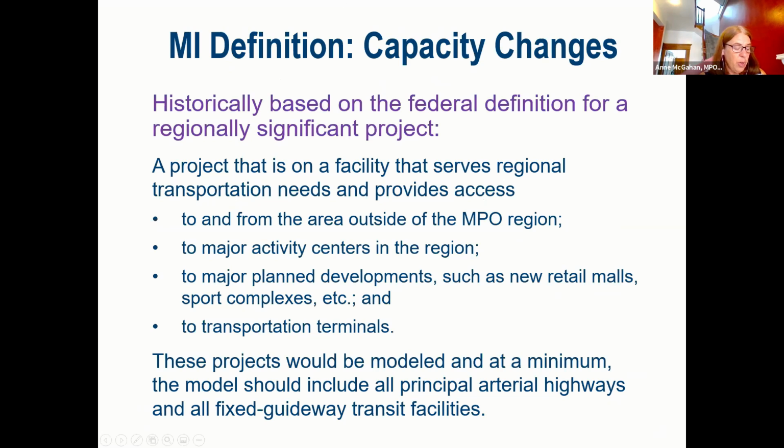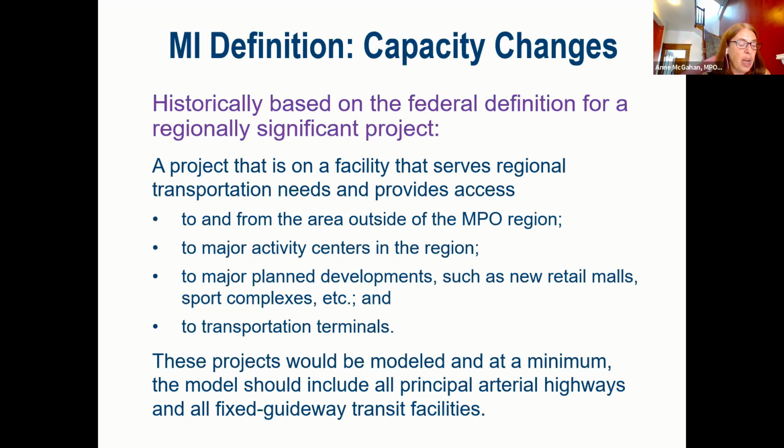So I'm going to start by giving you a history of why capacity changes to the network was part of the definition. The MPO chose to identify major infrastructure projects as those projects that change the capacity of the transportation network that can be included in the travel demand model. And this was based on federal requirements related to the air quality conformity determination regulation for the long-range plan. So because of the MPO's air quality designation as non-attainment for certain pollutants, the MPO was required to perform conformity determinations and include all regionally significant projects as part of that analysis in the LRTP.